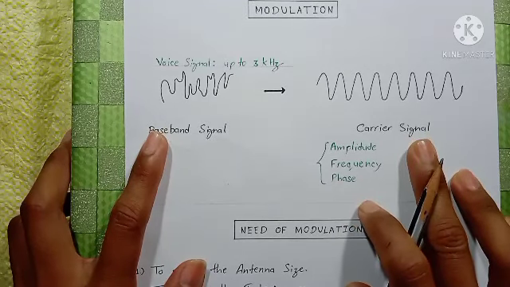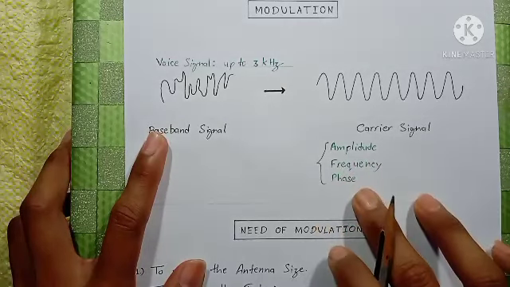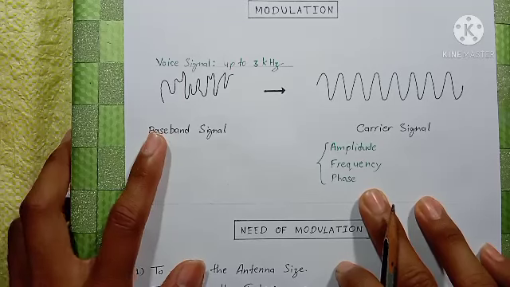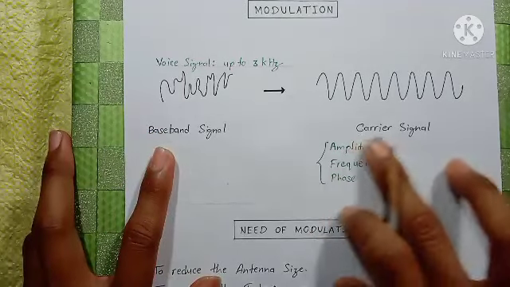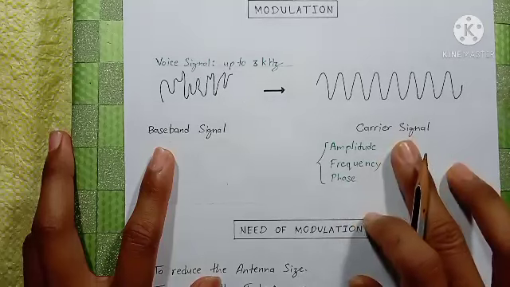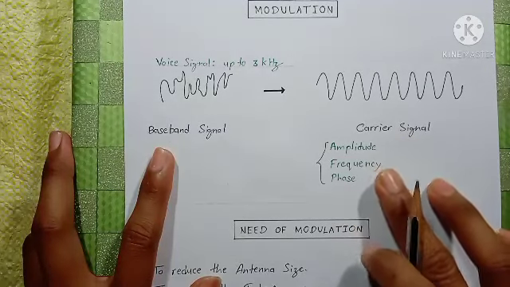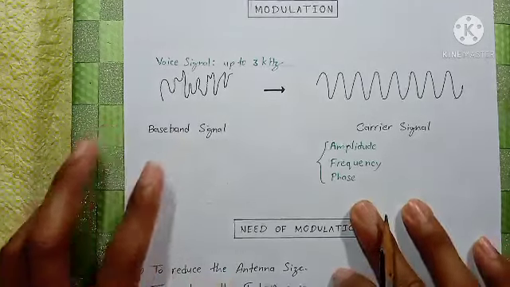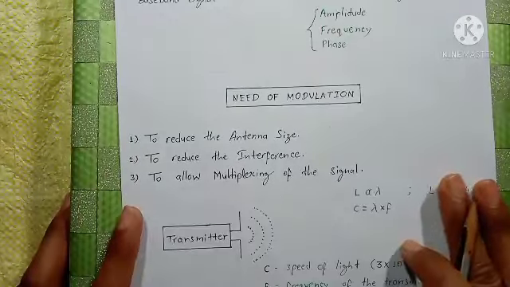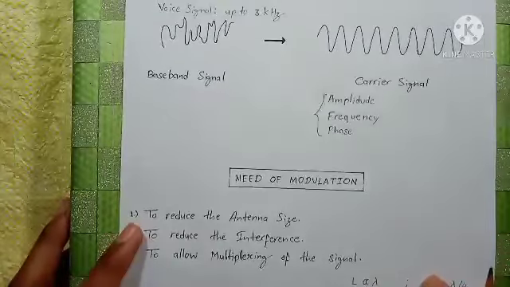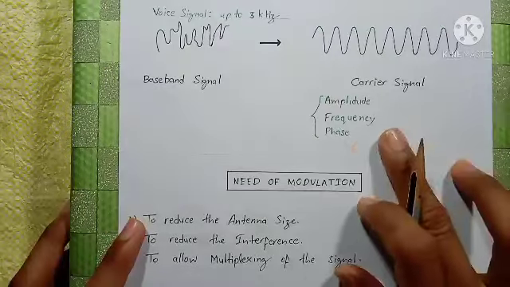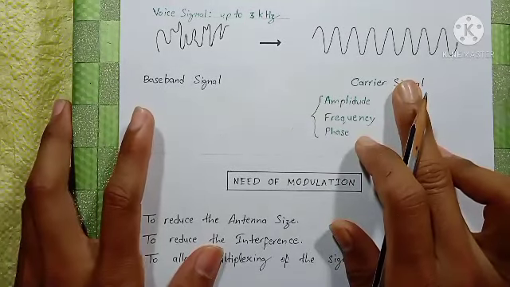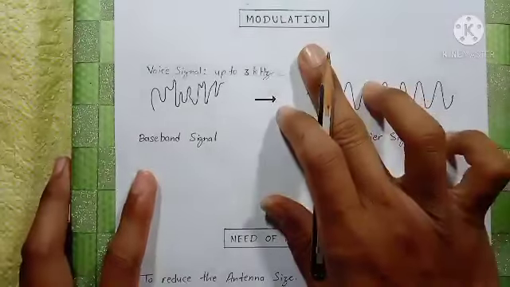Now we know that any signal has three basic properties: amplitude, frequency and phase. So modulation is the process where one of the three properties of the carrier signal, the amplitude, frequency or phase, is changed according to the baseband signal. In other words, the process of changing some characteristics like amplitude, frequency and phase of the carrier wave in accordance with the intensity of the signal is known as modulation.